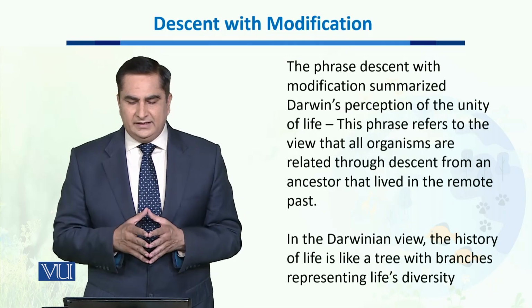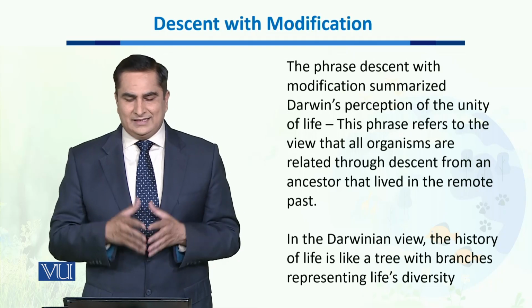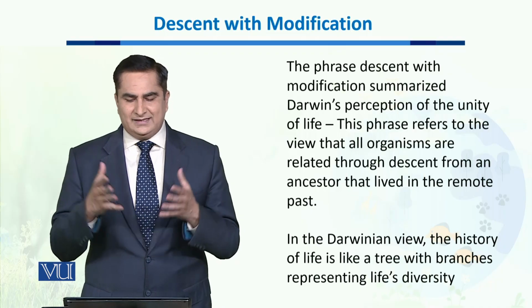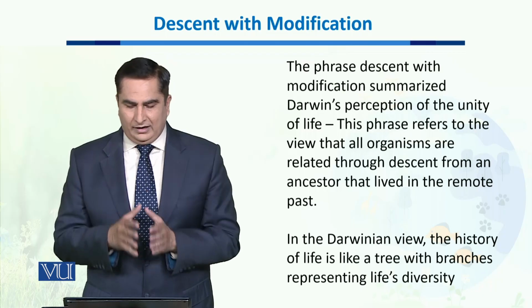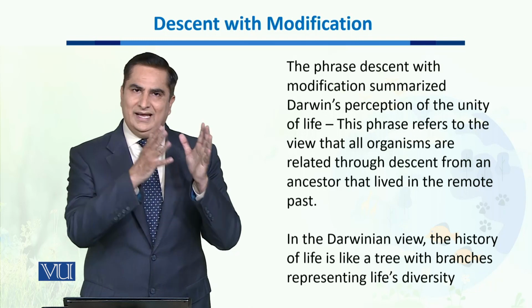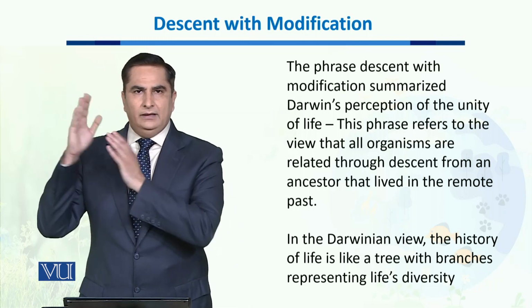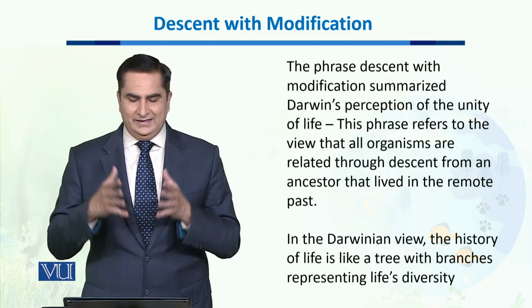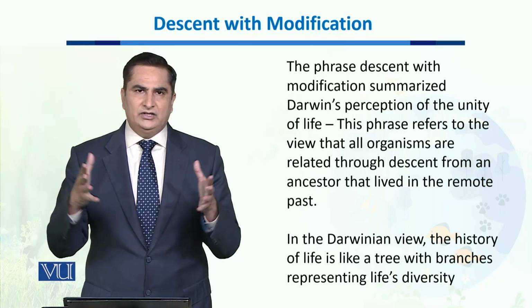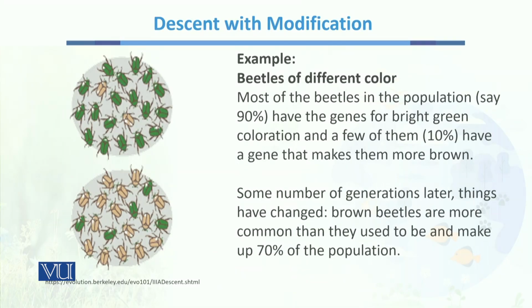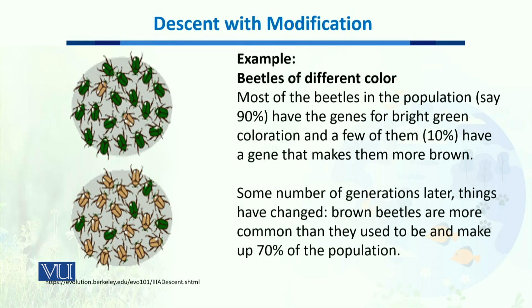Now, the phrase descent with modification summarizes Darwin's perception of the unity of life. The phrase referred to the view that all organisms are related through descent from a common ancestor that lived in the remote past. In Darwin's view, the history of life is like a tree, with the branches representing diversity in life. Now, descent with modification has certain examples here.